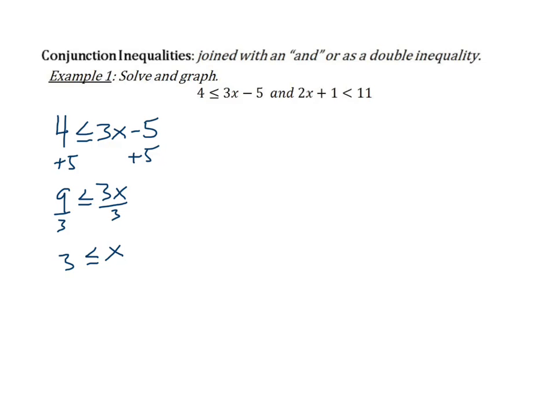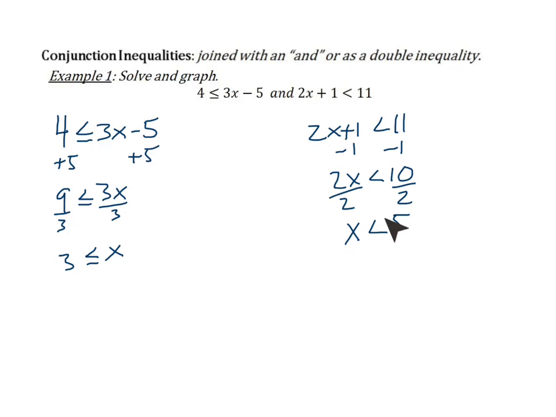Over here, we're going to take our 2x plus 1 is less than 11. Let's subtract off our 1. And now we've got 2x is less than 10, divided by 2. Only thing we've got to watch out for is when we divide by a negative, we'll have to flip the sign. But that did not happen here. So we have two inequalities. We know that x has to be bigger than or equal to 3, and it has to be less than 5.